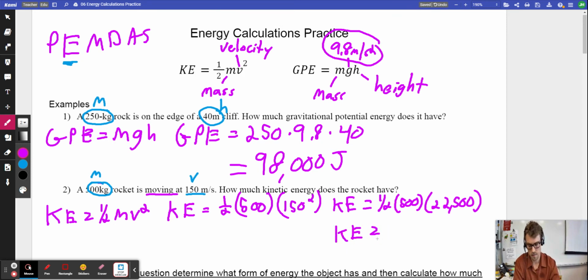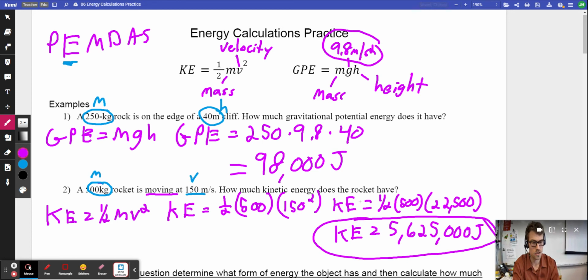So Ke is going to be equal to that 22,500 times 500 times half. You can put that in as 0.5 in your calculator. So that gives us 505,625,000. And then again, this is still energy, so our unit is going to be joules. So just make sure that you do those steps properly, and you will make all of your calculations good.